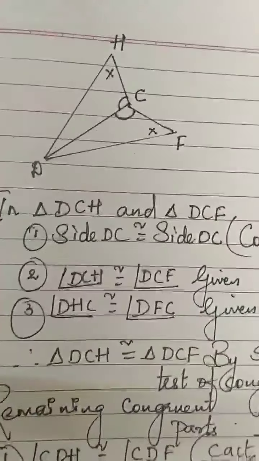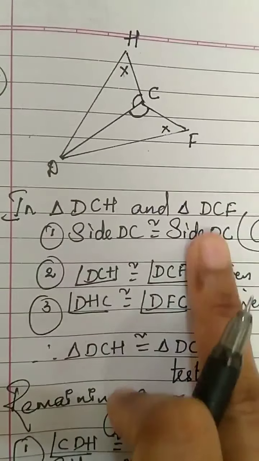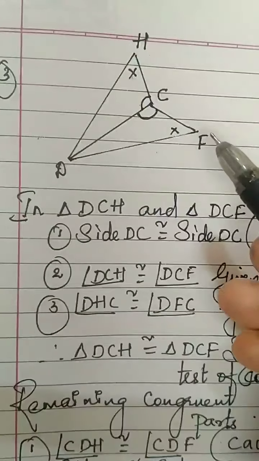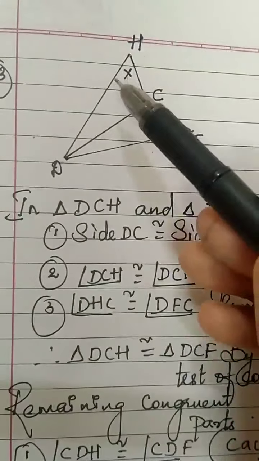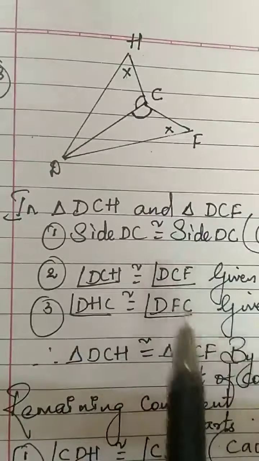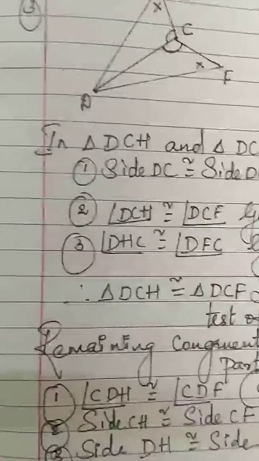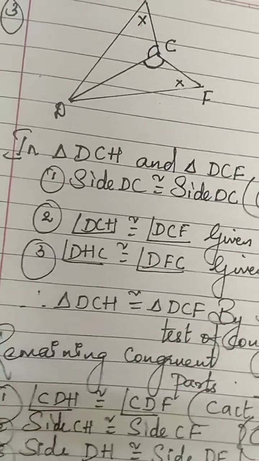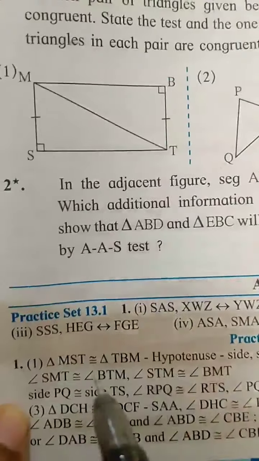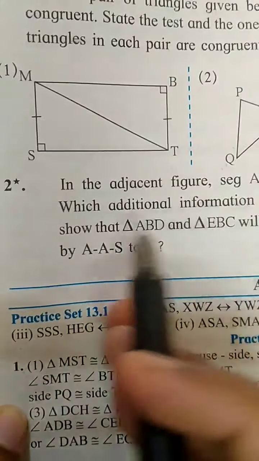So what did we learn from this? We need three parts to prove the triangles congruent. If you are getting that, then the triangles are congruent and the remaining parts are also congruent. Okay, moving on to the second and the last sum of practice set 13.2. Coming to the last sum of this practice set.